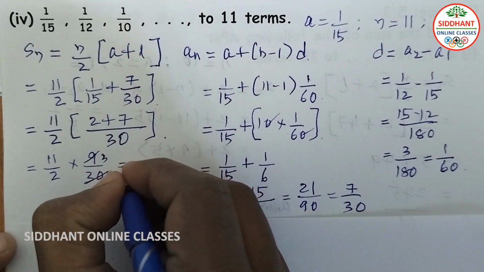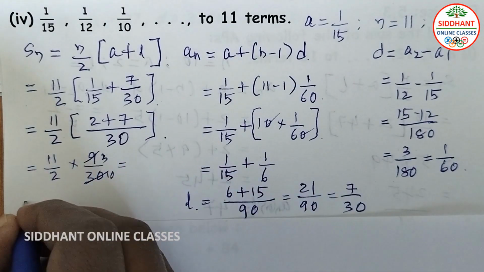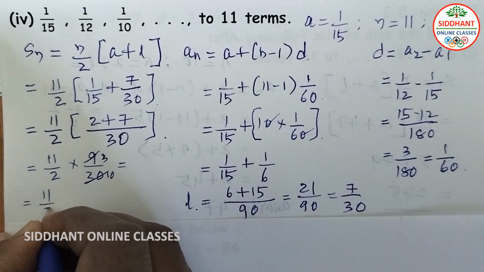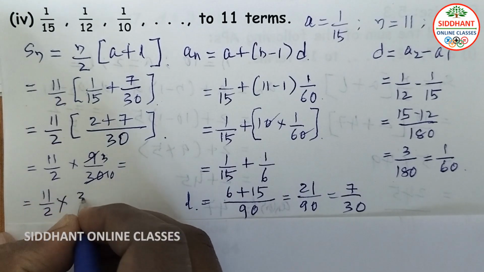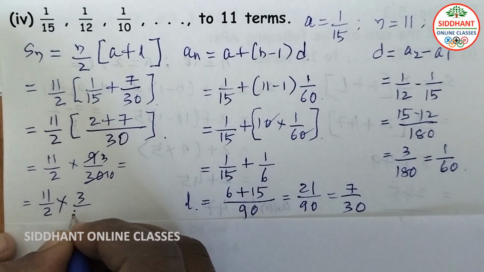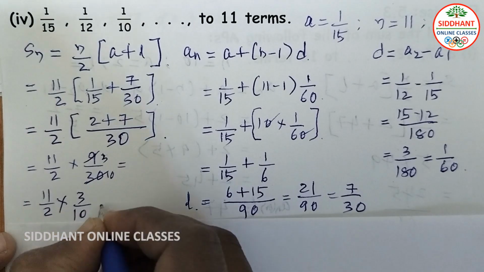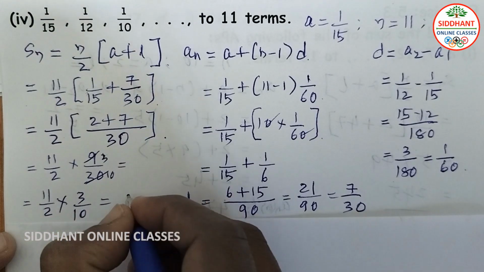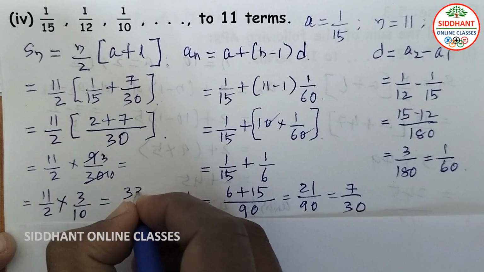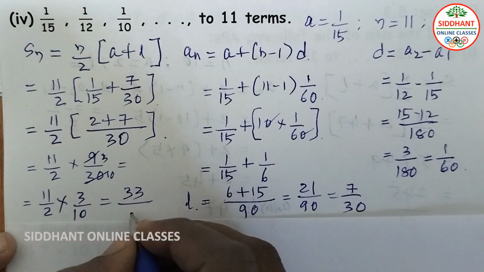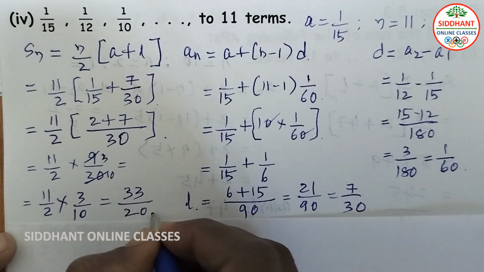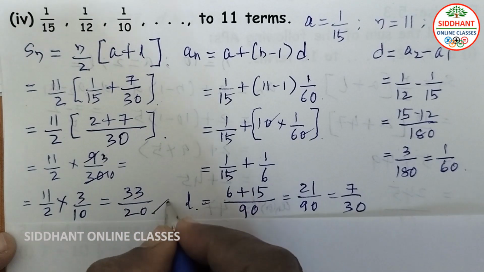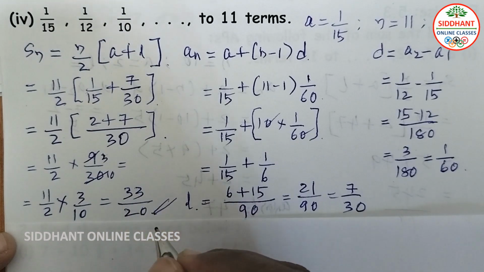So that equals 11 by 2 into 3 by 10. Now 11 into 3 is 33, by 2 into 10, which is 20. So 33 by 20 is the sum of 11 numbers.